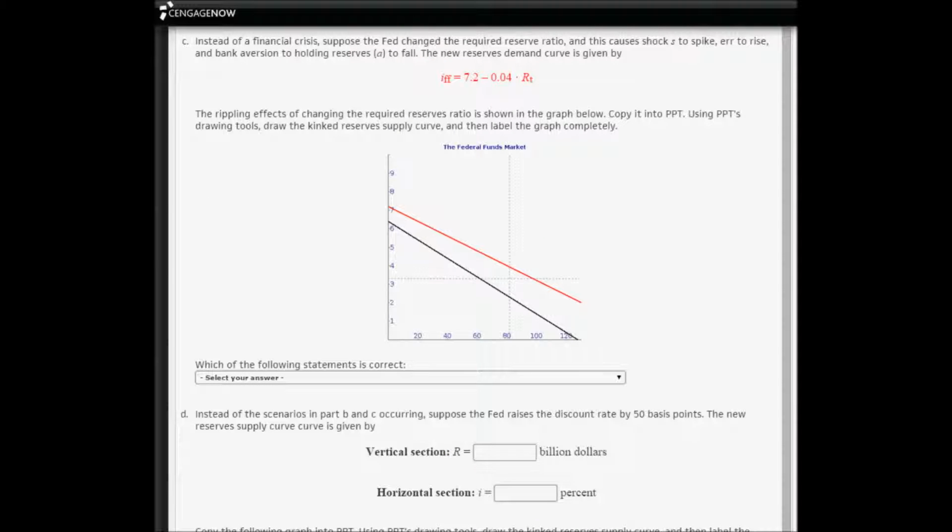Instead of the financial crisis we talked about above, suppose the Fed had changed the required reserve ratio instead, and this causes shock S to spike, the excess reserve ratio to rise, and bank conversion to holding reserves fall, which resulted in the same reserves demand curve below, 7.2 minus 0.04 times R. The rippling effects of changing the required reserve ratio is shown in the graph below.